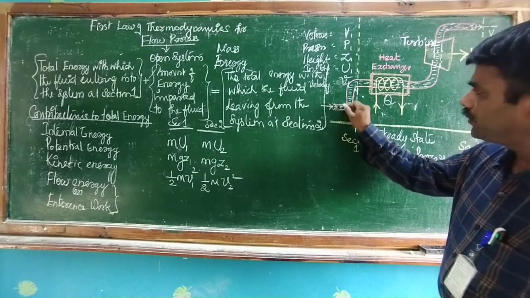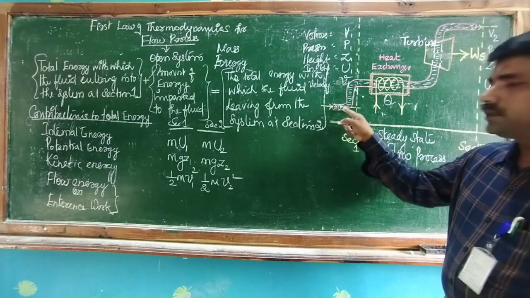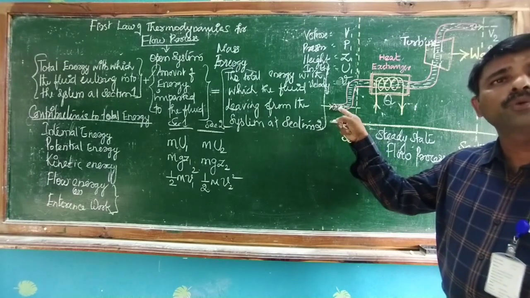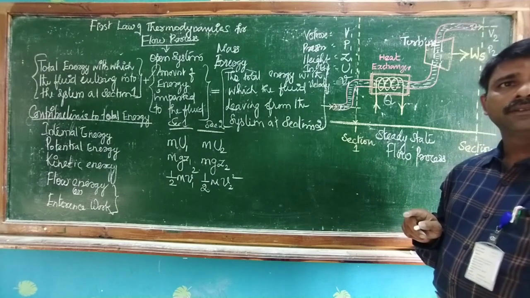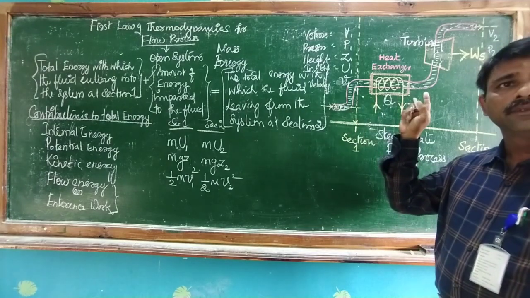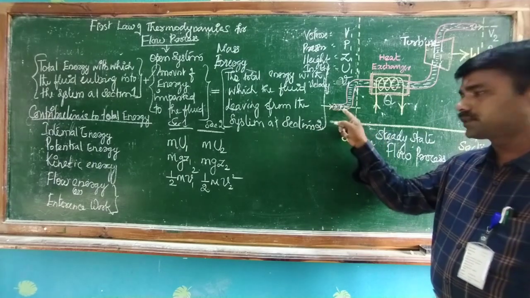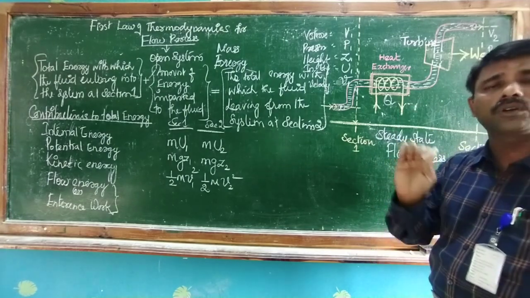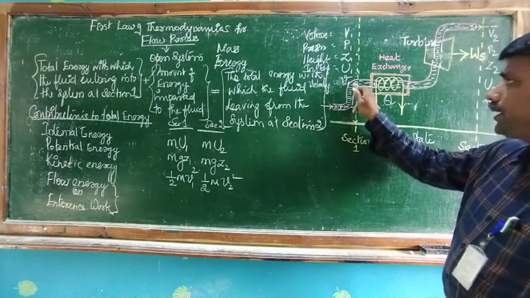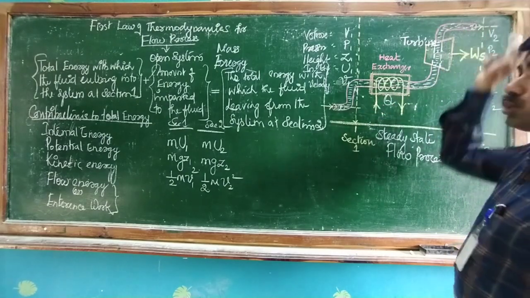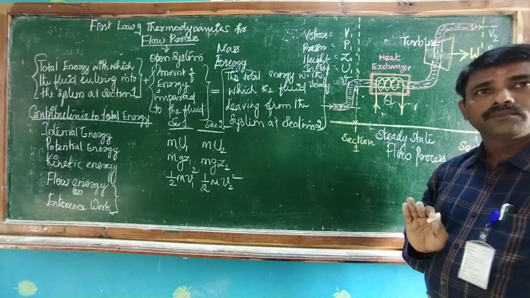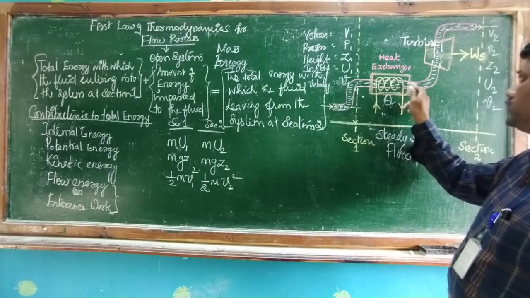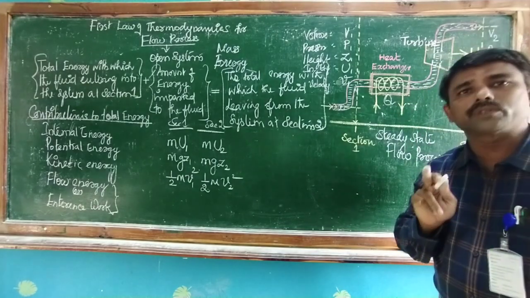Okay, see, this is the fluid element. This element is being pushed by element 1, which is behind it, by a certain amount of force. Clear? Then only will flow happen. A fluid entering into the system is being pushed by the fluid behind it with a certain amount of force. This force is multiplied by the distance through which the force acts.